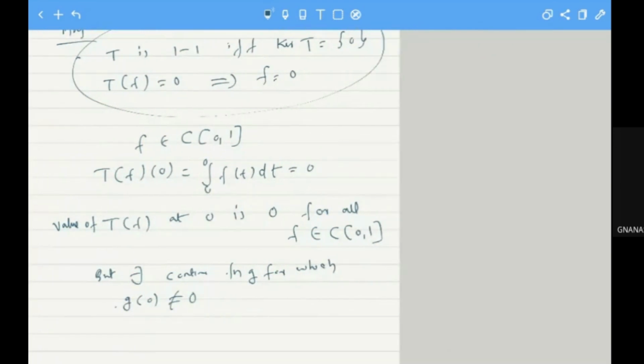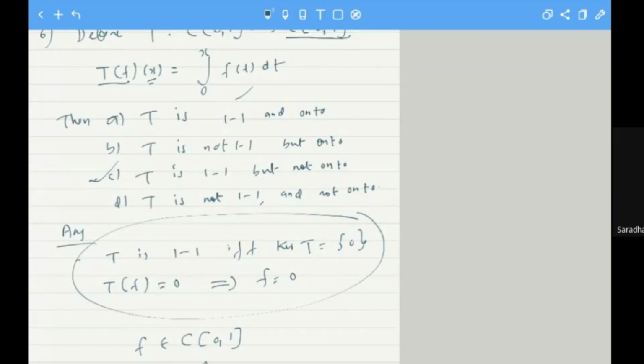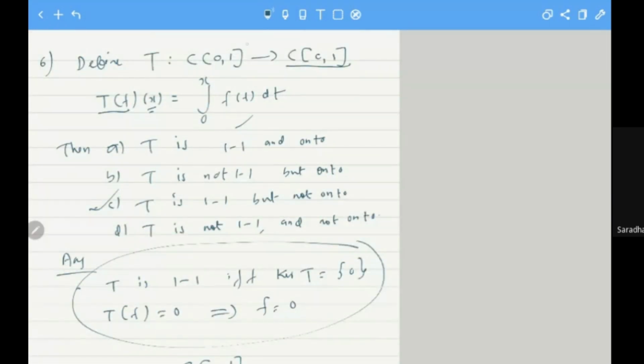Sir, here we are defining a transformation from a vector space to another vector space that have the same dimensions, right? Can't it be an isomorphism? So it can be one-one and onto. Can you explain it? Okay, what is the dimension of this space?